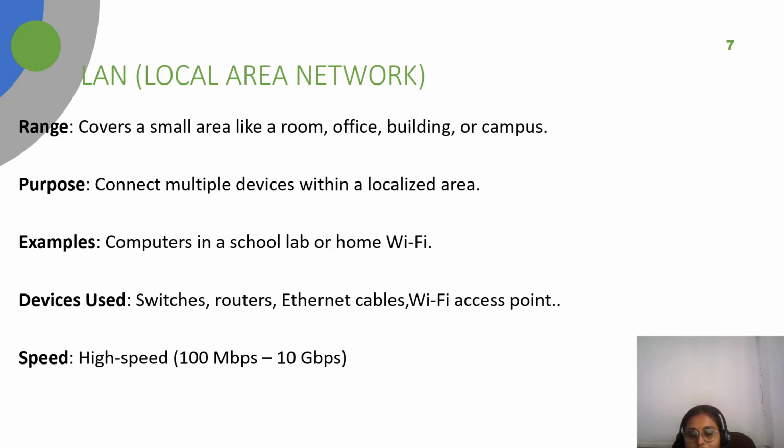Local area network. So it covers a small area like a room, office, building, or a campus. So it connects multiple devices within a localized area. For example, computers in a school lab or home Wi-Fi is an example for local area network. And the devices used are switches, routers, Ethernet cable, Wi-Fi access point. And the speed is 100 MB per second to 10 GB per second.